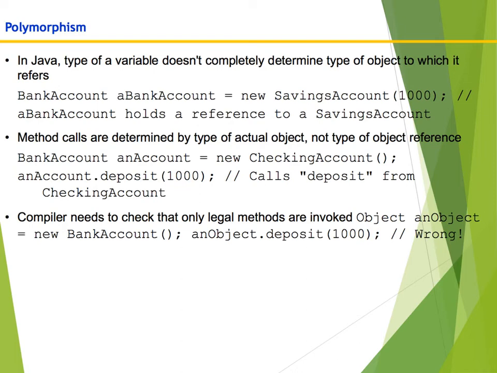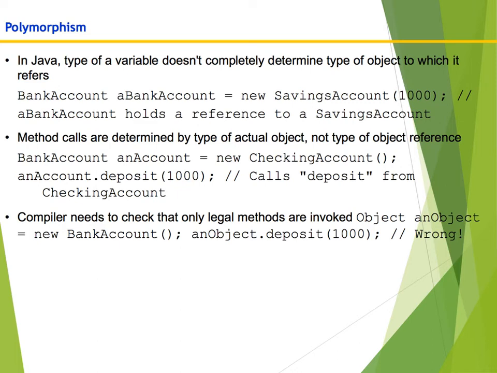Why? Because the compiler has no idea whether the object in this example refers to a bank account or any other class. That's why the compiler doesn't accept this. The compiler says, okay, the object has a static type of Object. The Object class doesn't have the method deposit. Therefore, it's not acceptable to write object.deposit.